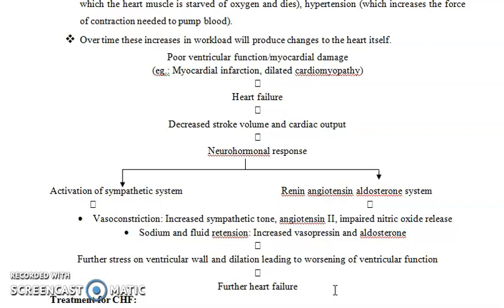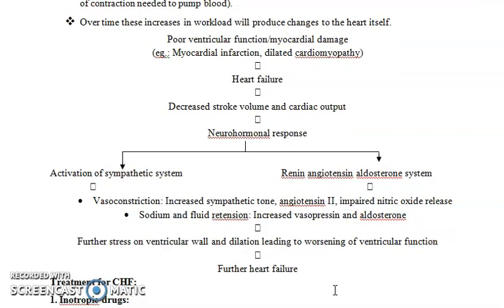renin-angiotensin-aldosterone activation. Because of that, two actions take place. One is vasoconstriction, that is, increased sympathetic activity, angiotensin 2 release, and impaired nitric oxide release. The next one is sodium and fluid retention, because of increased vasopressin as well as aldosterone. So there will be further stress on the ventricular wall, leading to worsening of the condition, and there may be further heart failure. This is the pathophysiology of congestive heart failure.